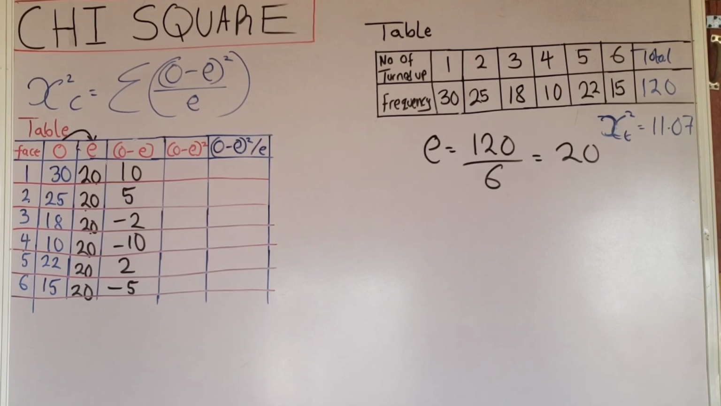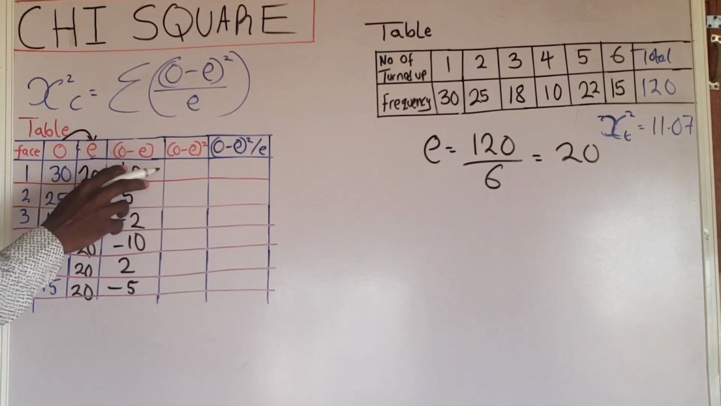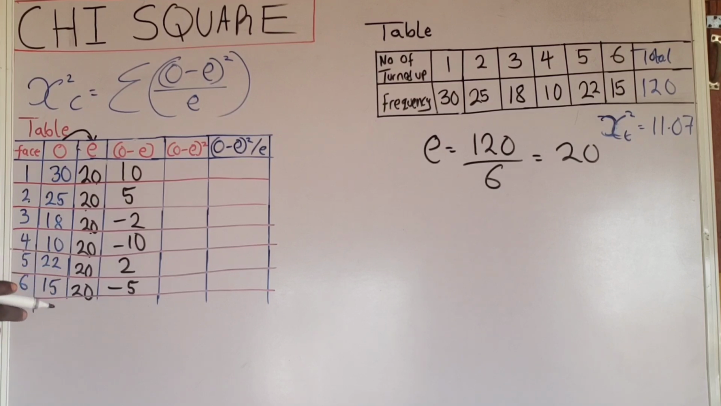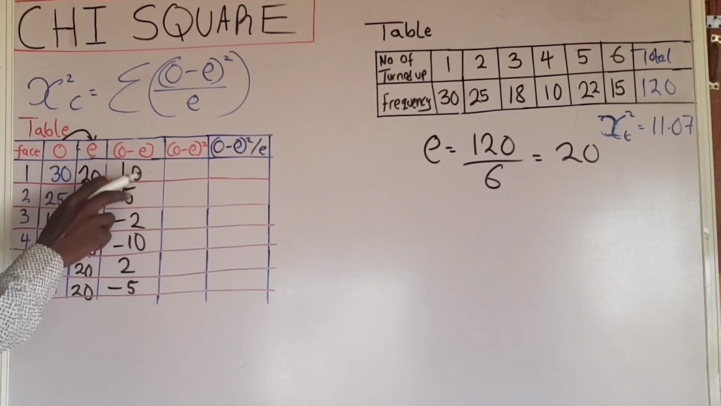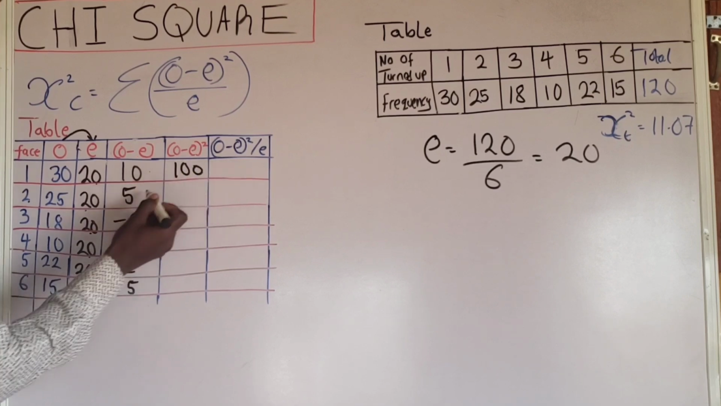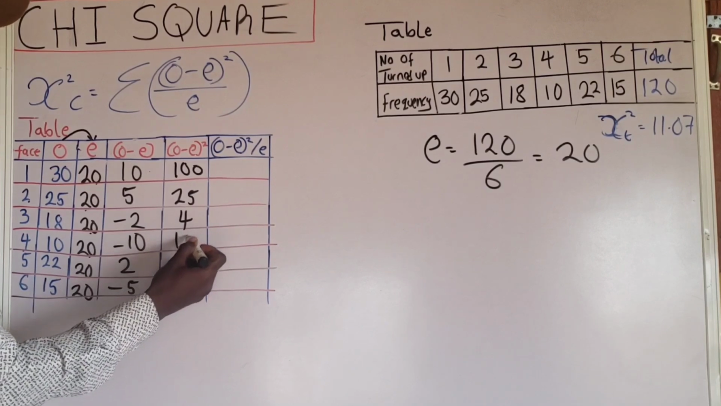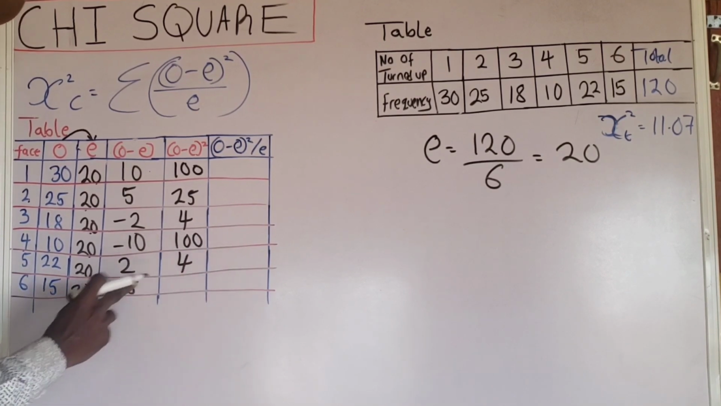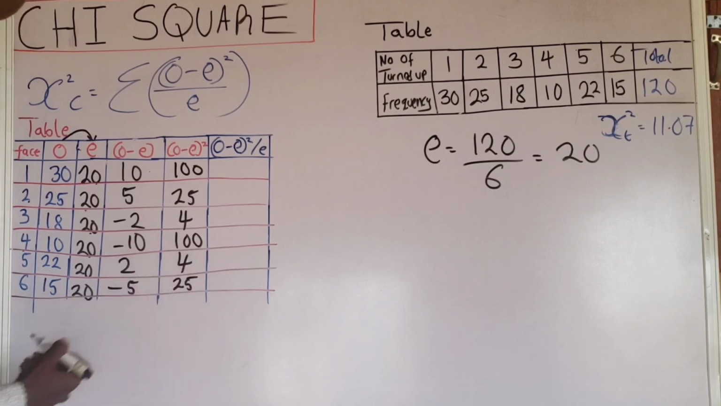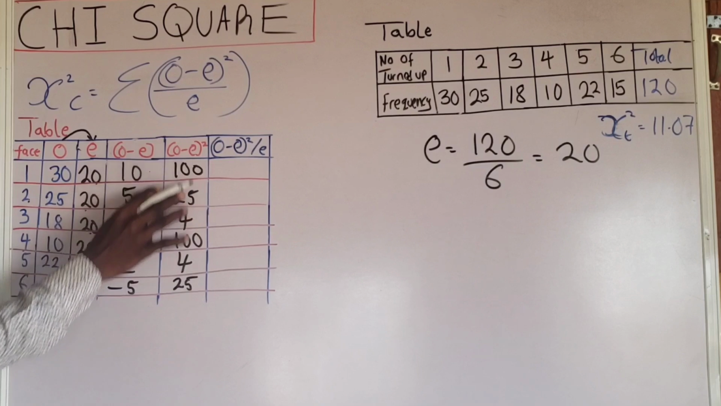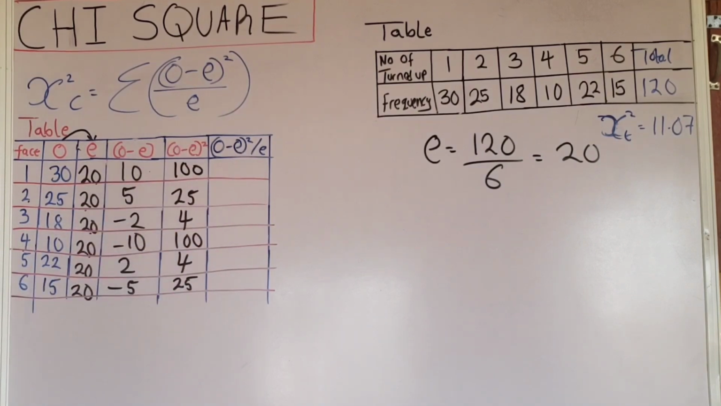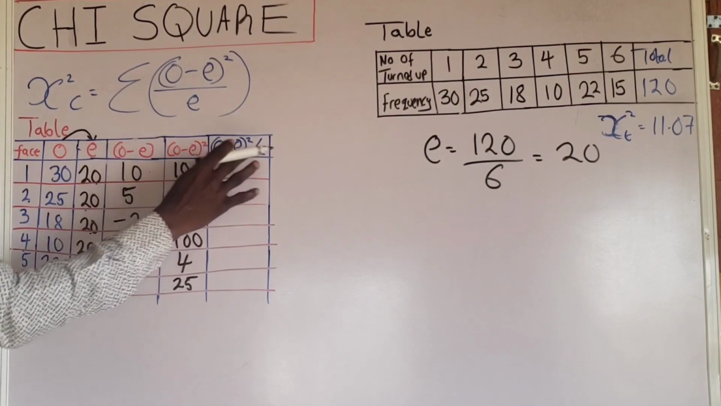Do you understand? Now we need the square of the differences between the observed and the expected. So I'm going to square all these values. 10 squared is 100. 5 squared is 25. Negative 2 squared is 4. Negative 10 squared is 100. 2 squared is 4. Negative 5 squared is 25. Having gotten the square of the difference between the observed and the expected value, we need to divide all these values by the expected value.